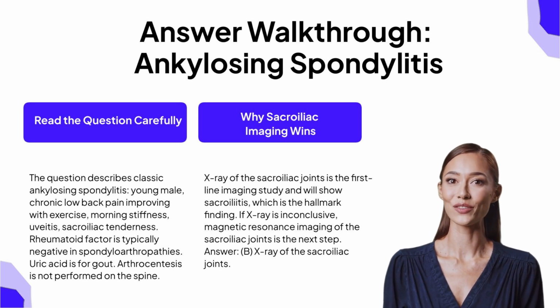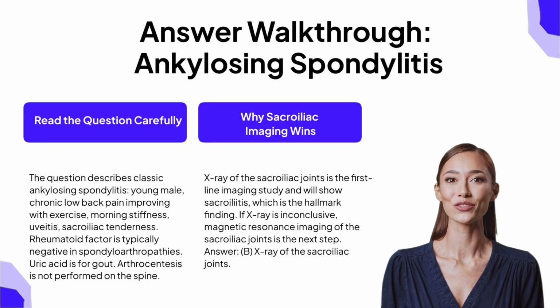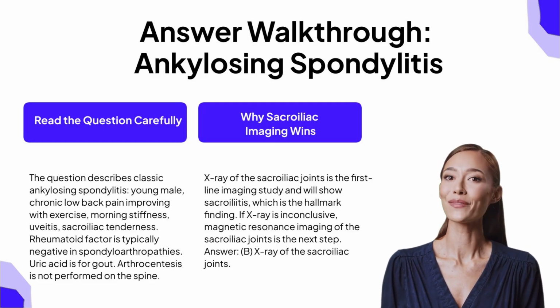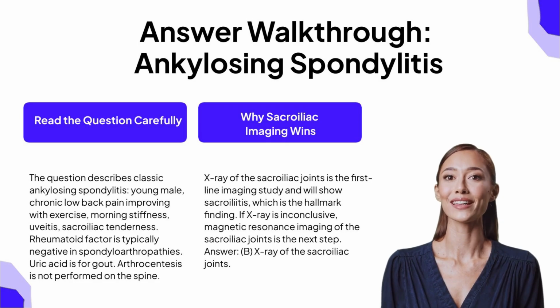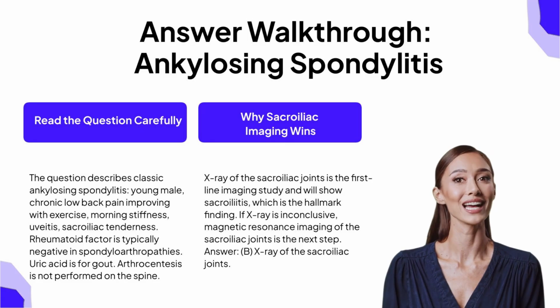Now, why does sacroiliac imaging win? Because X-ray of the sacroiliac joints is the first-line imaging study and will show sacroiliitis, which is the hallmark finding of ankylosing spondylitis. If X-ray is inconclusive, magnetic resonance imaging of the sacroiliac joints is the next step. The correct answer is B, X-ray of the sacroiliac joints.